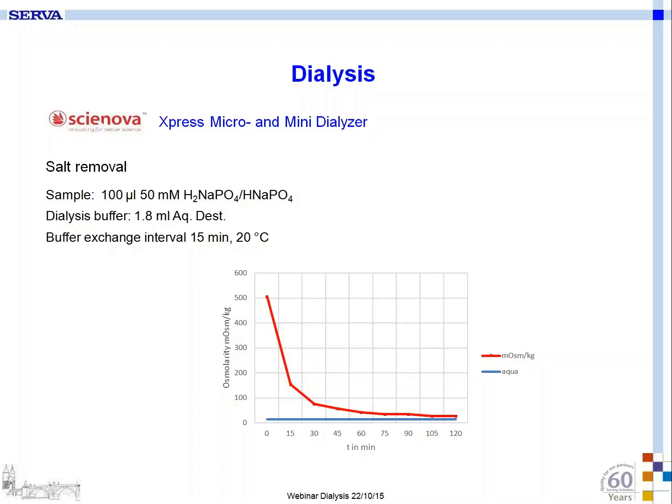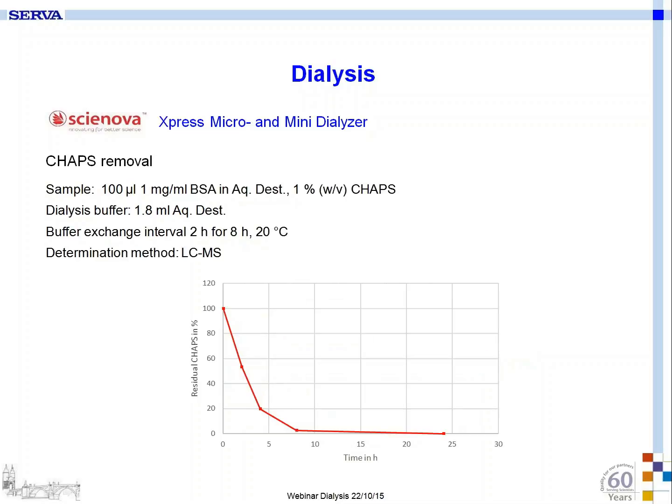After 60 minutes, you see in the chart there's already a significant reduction of osmolarity in the sample. That means there's only a very low level of residual salt in the sample. Even if your application tolerates a higher salt concentration, you can stop the dialysis, in this case, after 30 minutes or 15 minutes. So this is a very short dialysis time compared to 16 to 24 hours with dialysis tubings.